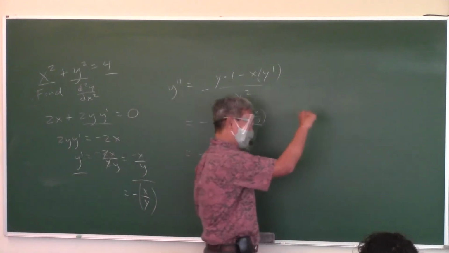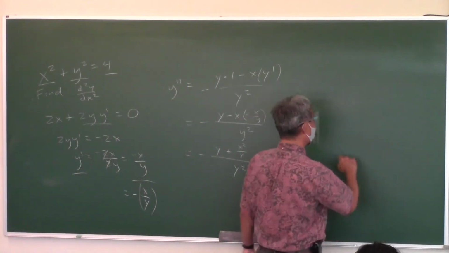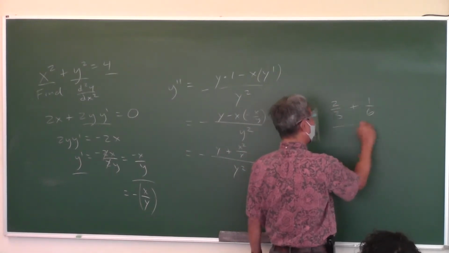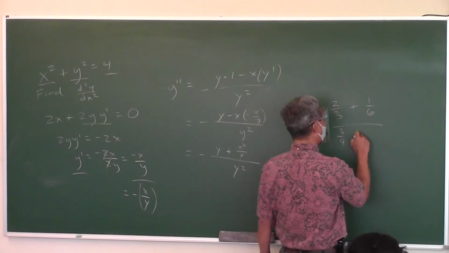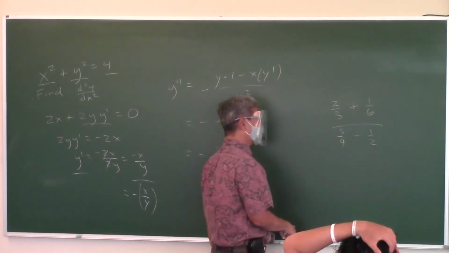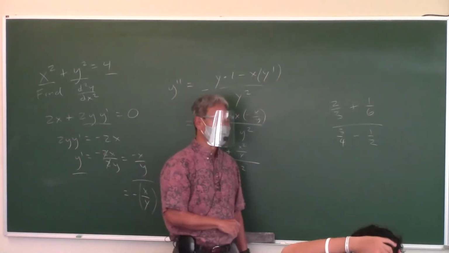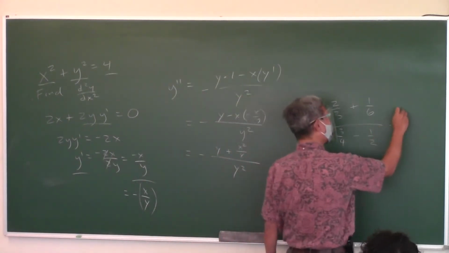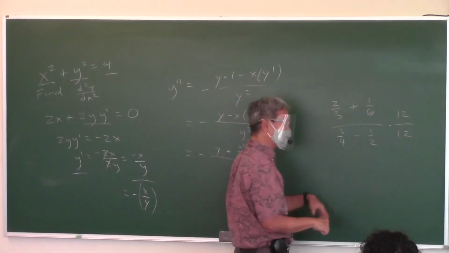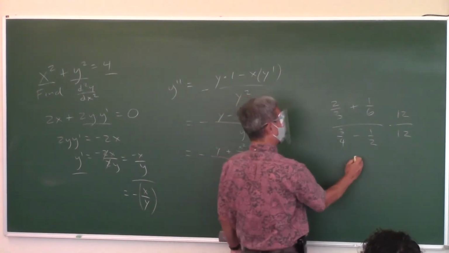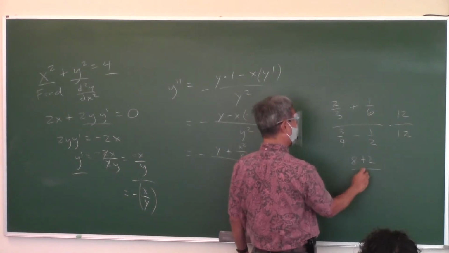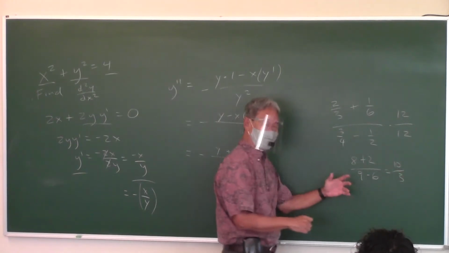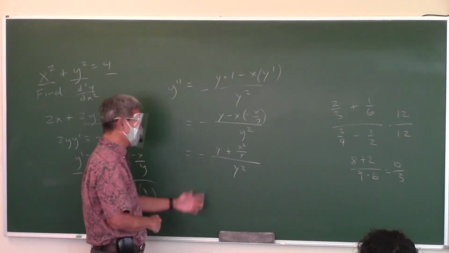Just like, okay, here. I just want to show you this to make sure everybody can do this. What if you saw this? 2/3 plus 1/6 all over 3/4 minus 1/2. What's the simplest way to simplify this? Multiply top and bottom by 12, the least common denominator. You know why? Because then in the next step, no more fractions. So what do you got? 8 plus 2 over 9 minus 6 equals 10 over 3. Finished.